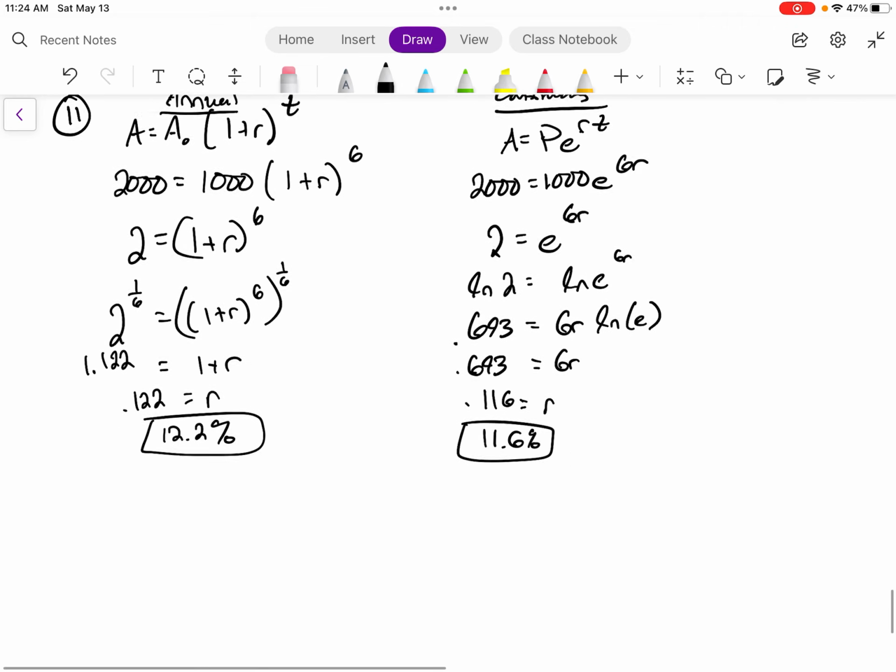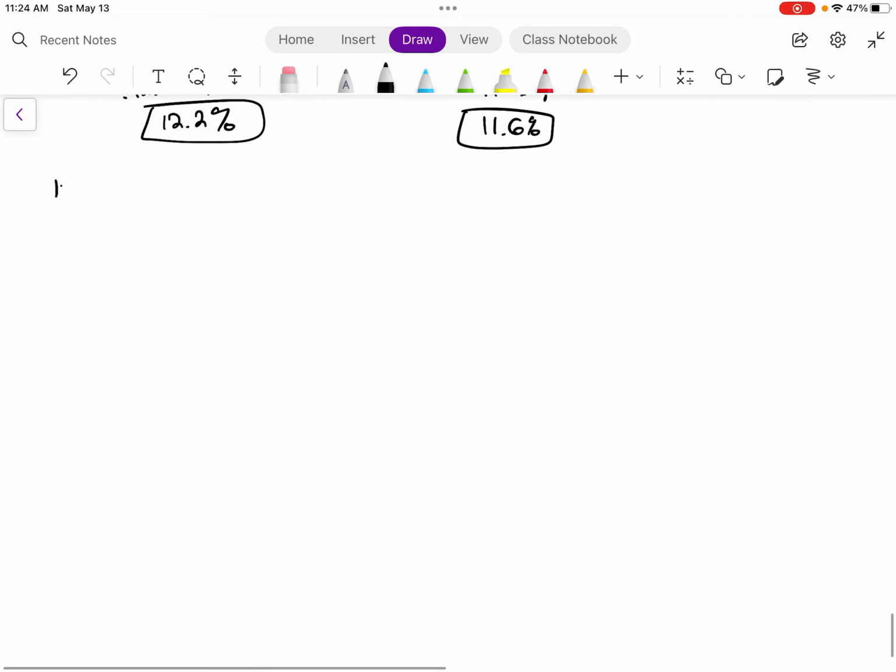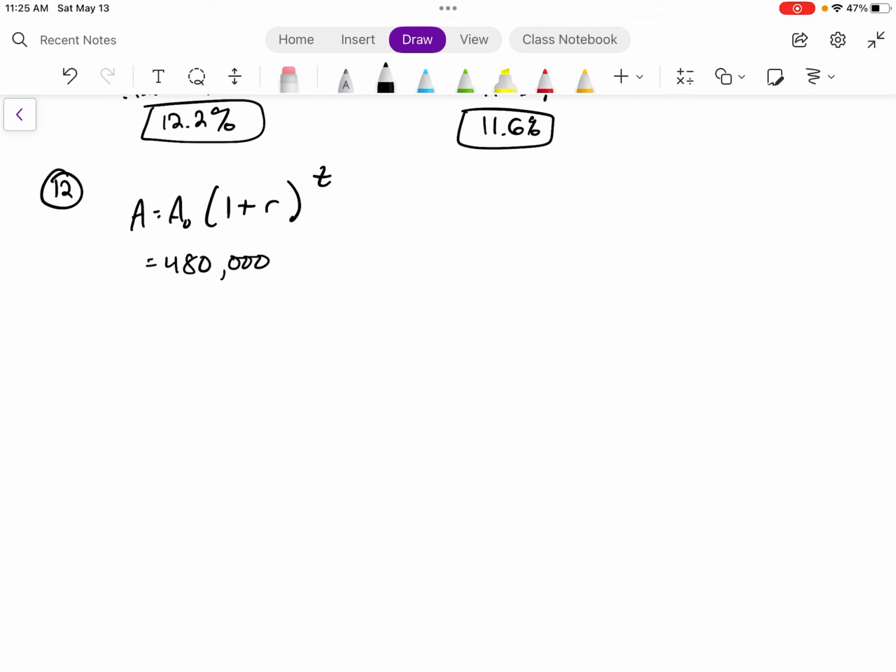Okay, so moving right along to 12. Okay, the population of a city is declining at an annual rate of 1.8%. If the current population is 480,000, when will the population be 350,000? So our obvious key there is that it's an annual rate here, not continuous, okay? So we're going to want to think of this as, again, this formula. Okay, and we currently have 480,000 people, and we want to have 350,000 people.